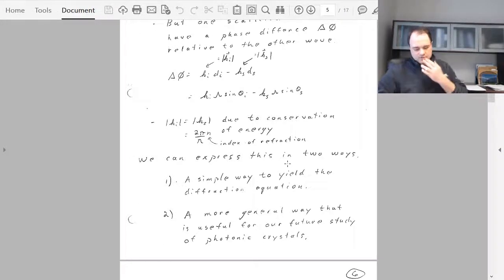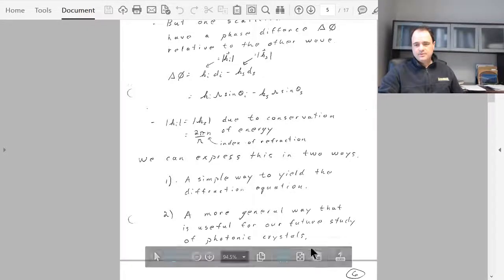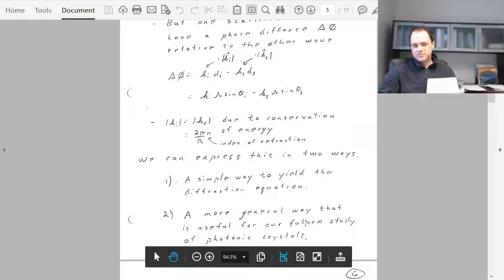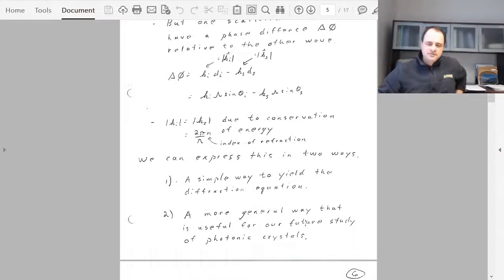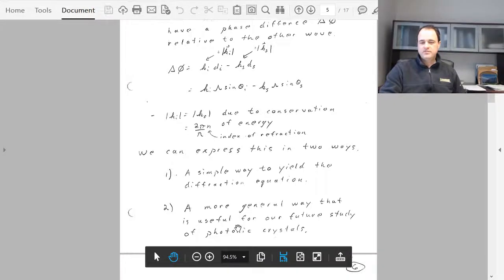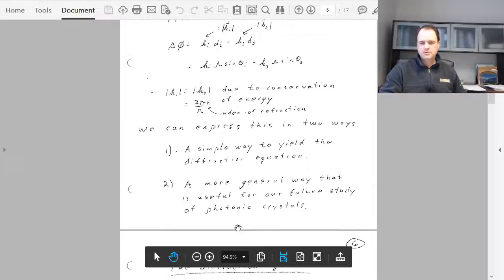So now we're going to work with this in two ways. We're going to do a very simple way that will yield the famous diffraction equation. And then we'll do a more complex way, but it is very much more general and useful for what we want to do in the rest of this class, namely look at the scattering from periodic materials. So we first do something fairly simple, but limited, and then we do something general, maybe more complex, but far more powerful.